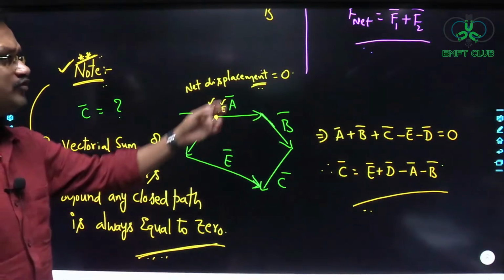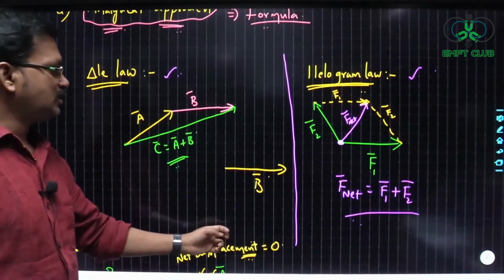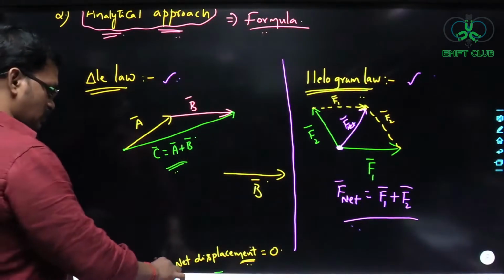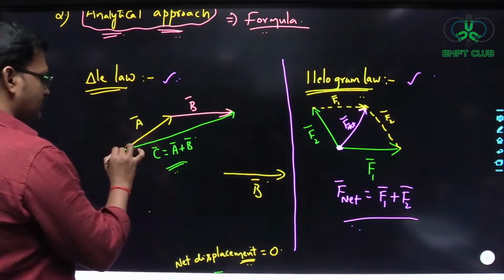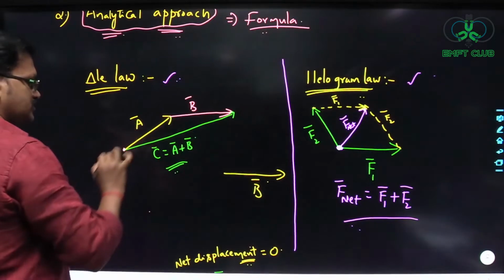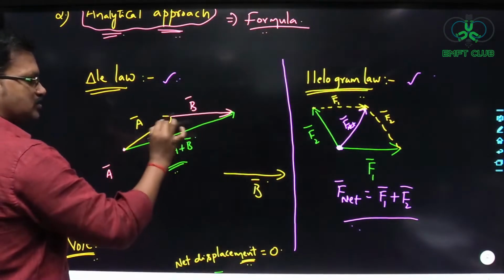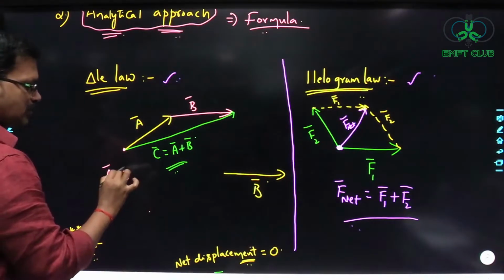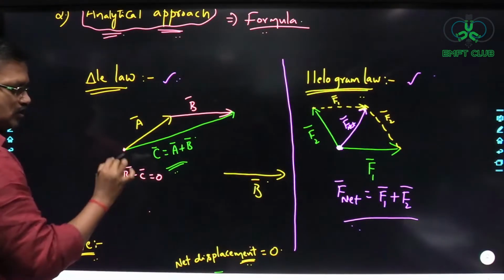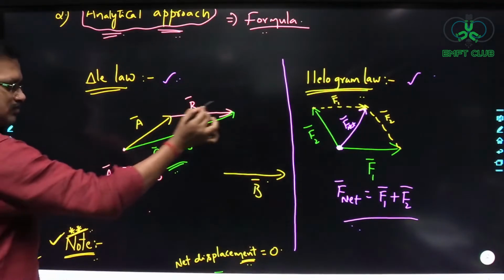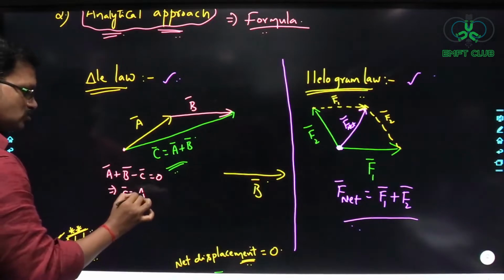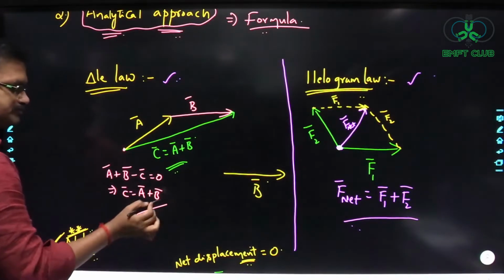Now if you observe our previous triangle law and parallelogram law of addition, you have started from this point. You are moving along the direction of the vector, so that is a bar. Next you are moving along the direction of the vector, plus b bar. Next you are moving against the vector, that is minus c bar, equal to 0. So the vectorial sum around this closed path must be equal to 0. From here c bar is equal to a bar plus b bar.